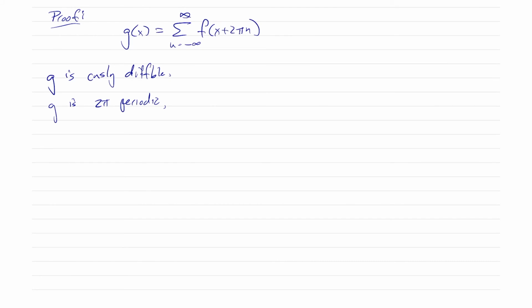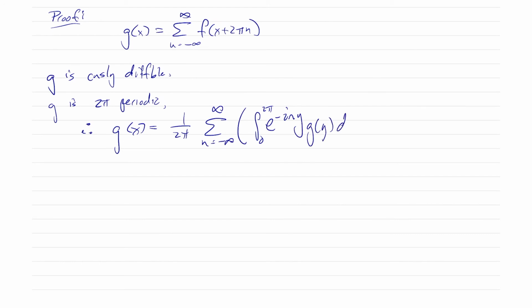And so therefore we have that g of x is equal to the sum n equals negative infinity to infinity of 1 over 2 pi times the integral from 0 to 2 pi of e to the minus i n y g of y dy, times e to the i n x. And so we know that converges in fact uniformly for x between 0 and 2 pi.